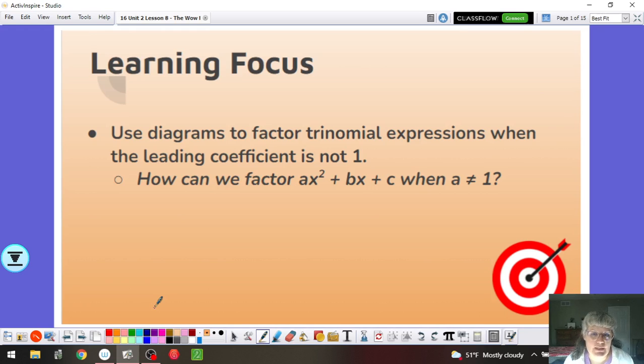In our last lesson, we began factoring, but when we were factoring, the a value of our trinomials was always 1. We call that the leading coefficient. In this lesson, we're going to be looking at factoring trinomial expressions when that a value is something other than 1. So we're going to continue to use those area model diagrams to factor. And the main question for this lesson is, how can we factor ax squared plus bx plus c when a is not equal to 1?